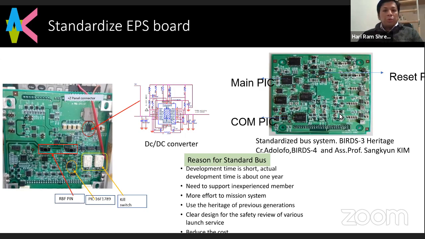So there is no need to support inexperienced members. Everybody is new, so nobody has experience. People can do it easily and give more effort to the mission payload, not to the same board again. This is the reason, and it also reduces the cost. This is already proven from BIRDS-3. People can use it for BIRDS-4, and BIRDS-5 will start next month. They will also use a similar EPS, the same board.